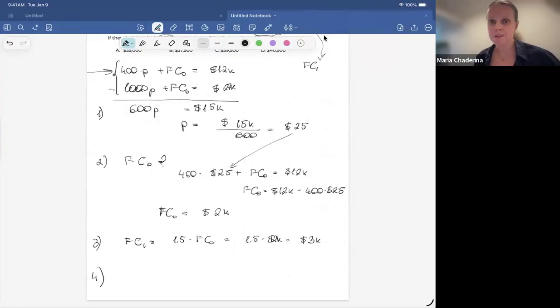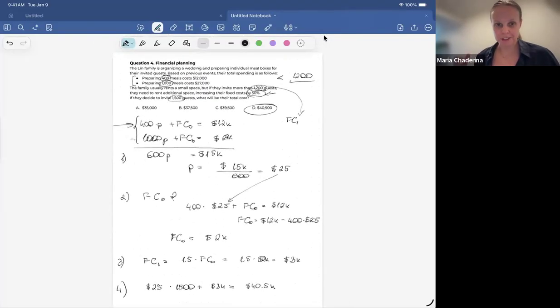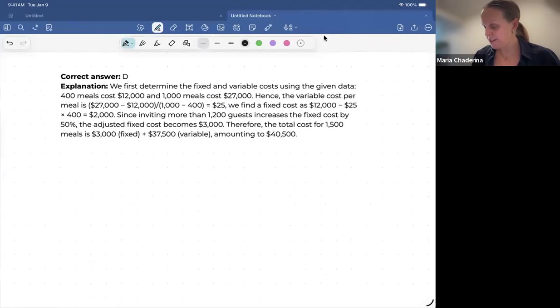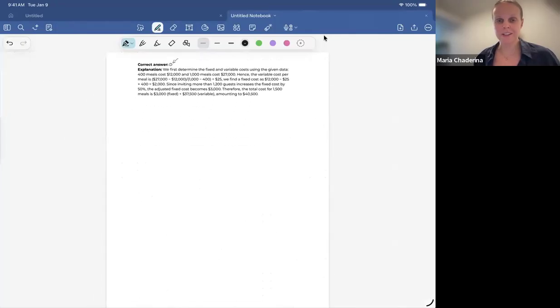And the very last step is to plug it all into the total cost formula using the number of units as 1,500. So again, per unit price 25 times 1,500 meals plus 3,000 fixed cost. And that gives me 40.5 thousand total cost. Okay, so the correct answer for this question was D. And if we check with the solutions provided, that's exactly D. And in slightly different explanation, we get the same answer.